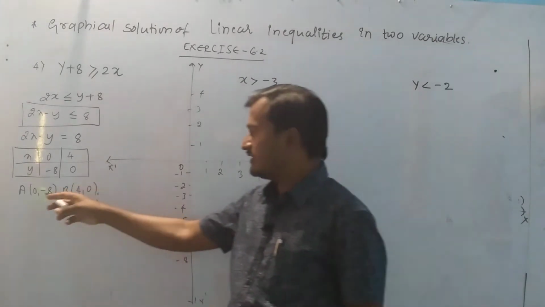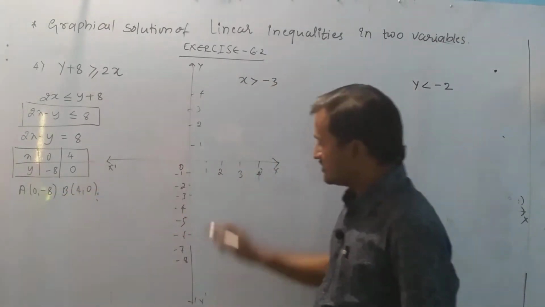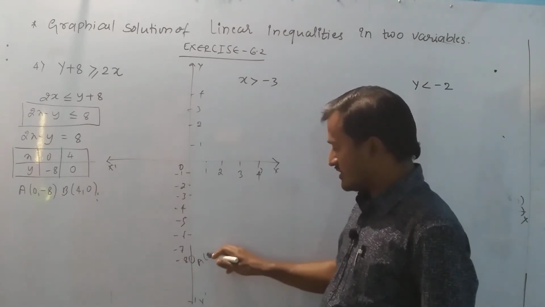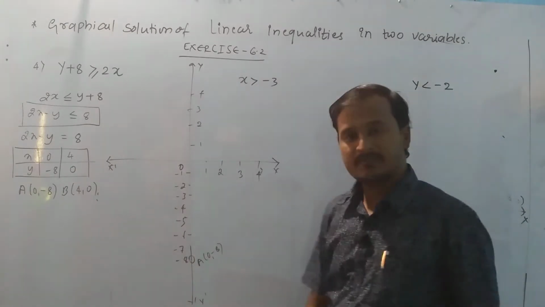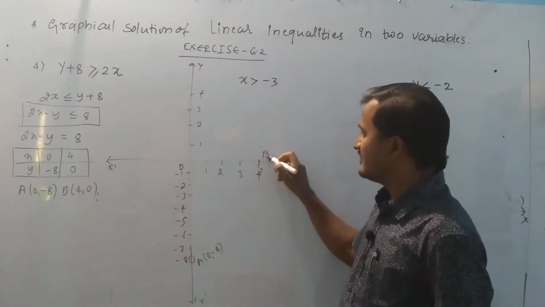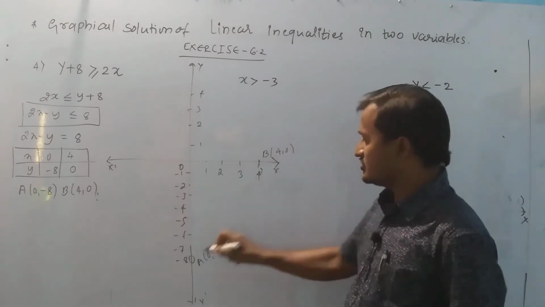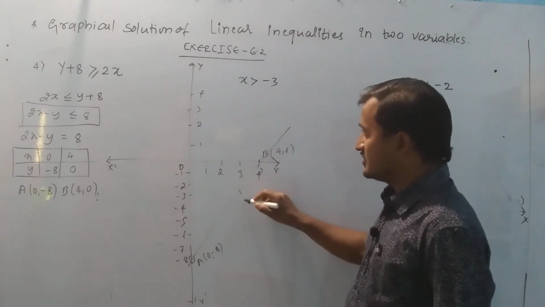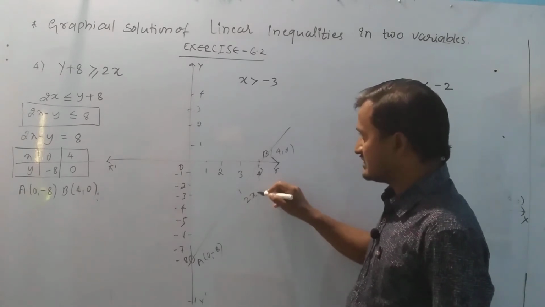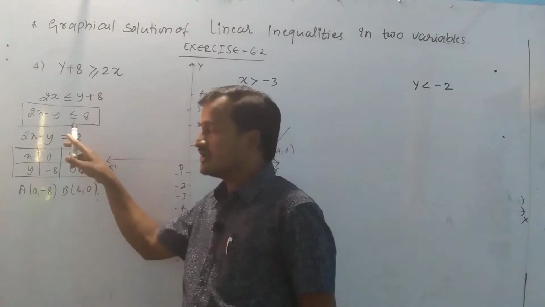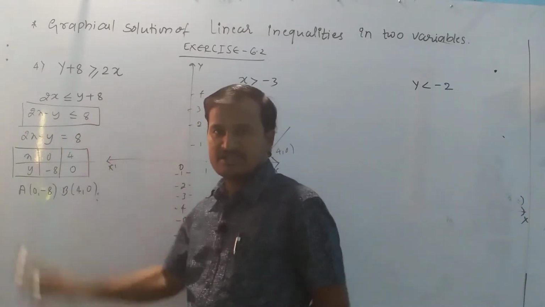What is the first point? 0, comma minus 8. So here 0, here it is minus 8. So therefore 0, comma minus 8, right? It is the second point, 4, 0. So this is the point B, 4, 0. Join these two. Again, here we are getting a straight line. So this is 2x minus y equal to 8. Now 2x minus y equal to 8. We have to represent this one.